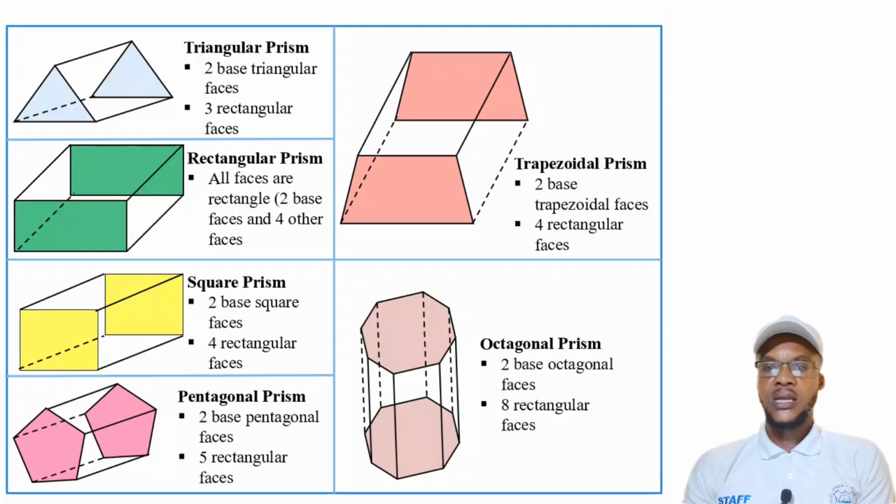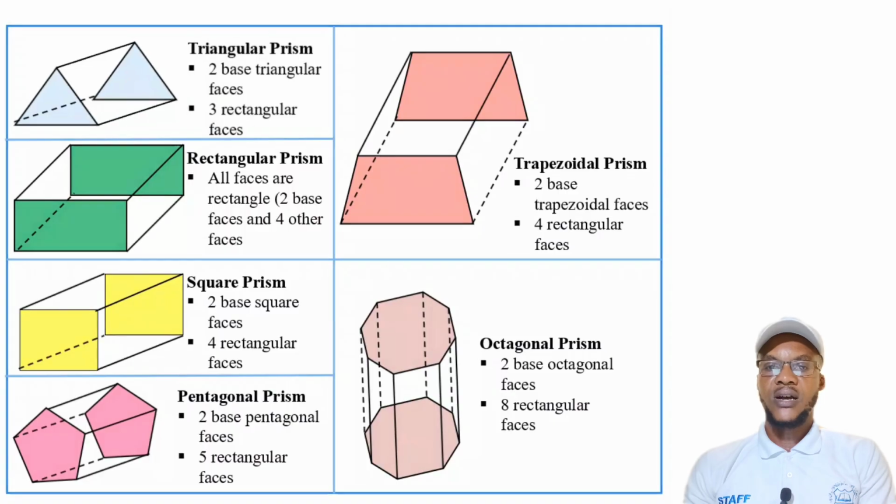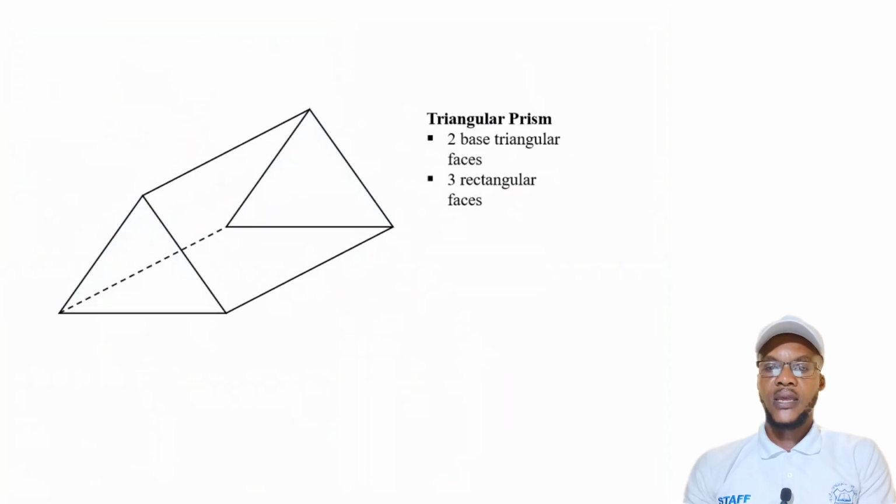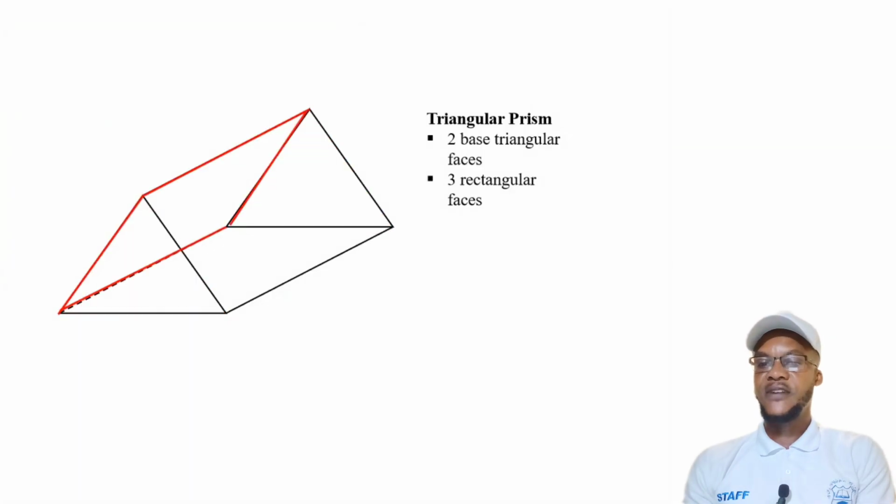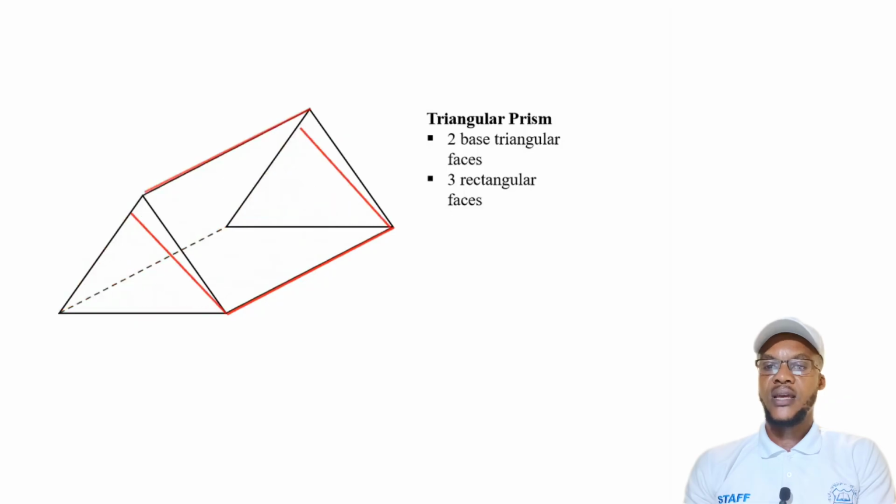Now let's take our triangular prism. For a triangular prism we have the two bases, which are identical. They are also parallel. And then we also talk about the lateral faces. We have one here, and then another one here, making two. Then we have another one, making three. So we have three rectangular faces.